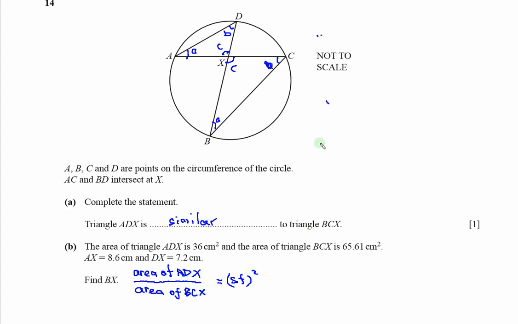Now let's substitute the values. Since there's no space, I'm going to do it over here. Area ADX is 36, then area BCX is 65.61. Okay, and this is equal to the scale factor squared. Now I'm going to find the scale factor, so I have to bring the square, become square root on this side.